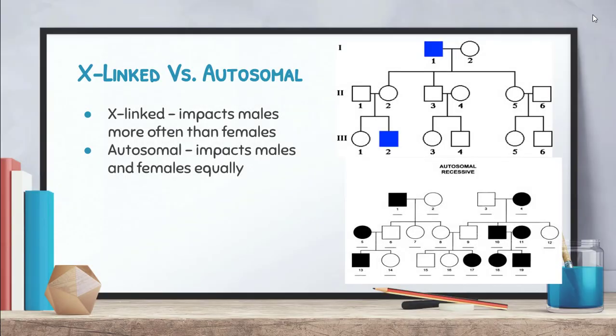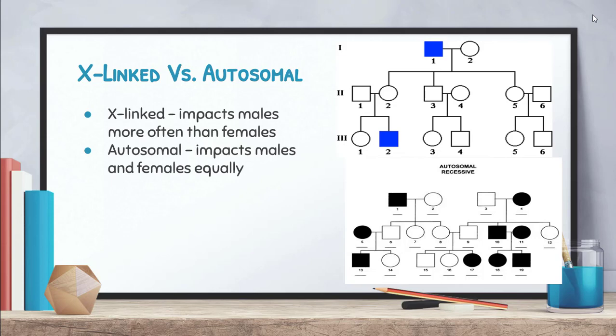So how do we determine if it's X-linked or autosomal? Because this is an introductory biology class, we're going to make it pretty straightforward. We just need to look at the number of males and females that are afflicted with the disorder. If it is X-linked, more males are going to be impacted than females, particularly if it's recessive. If it's dominant, that's a whole other story. We won't go into that. But if it's X-linked, it's going to impact males much more often than females. If it's autosomal, it should impact males and females equally.